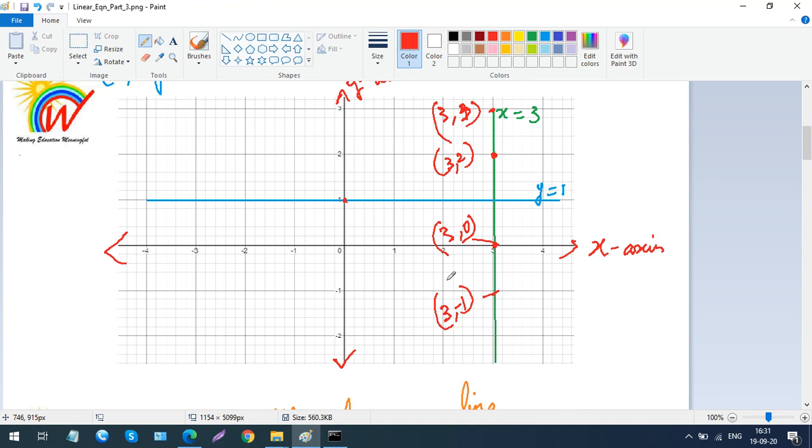Similarly, in the line y equals 1, here y remains constant and x changes. Like this will be written as 0 comma 1. This point is minus 1 comma 1. This point is 1 comma 1. This point is minus 3 comma 1, and so on. Okay, so y is 1 for all values of x. That's what it means. Now x equals 3 means x is 3 for all values of y.